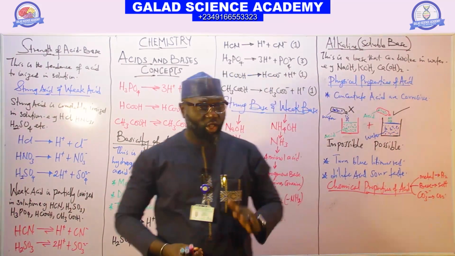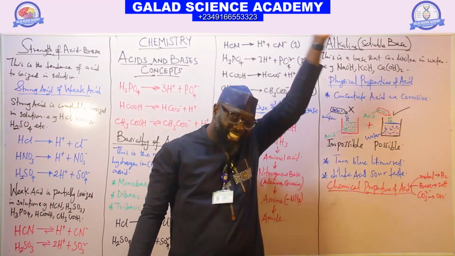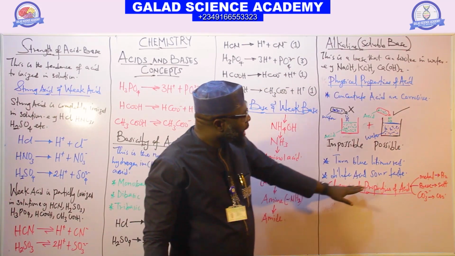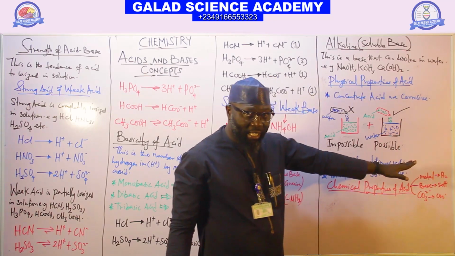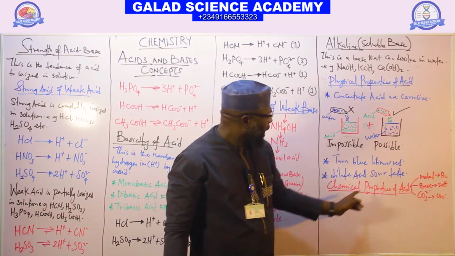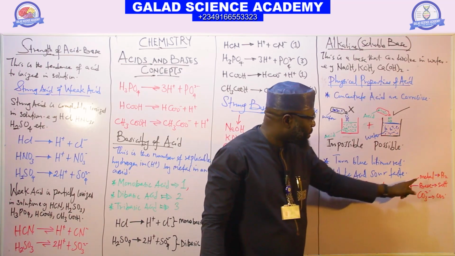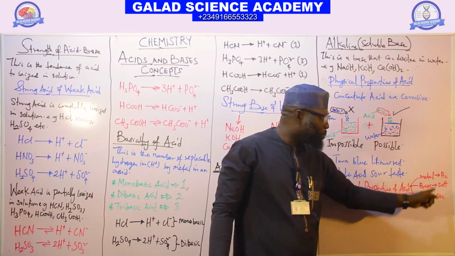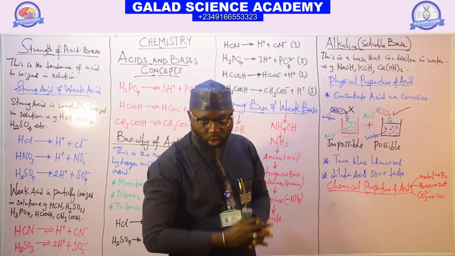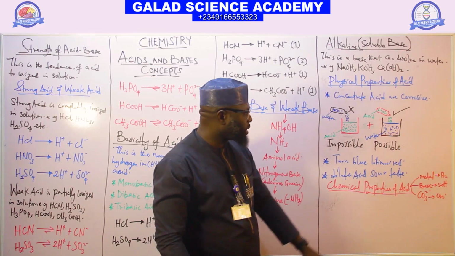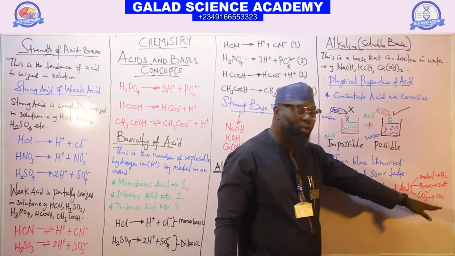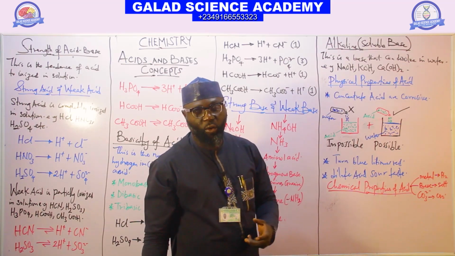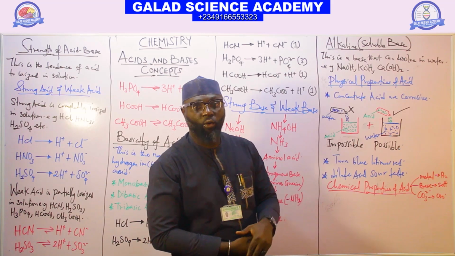In the chemical reaction of acid, whenever acid reacts with metals, some metals like zinc, lead, the acid will liberate hydrogen gas. So when acid reacts with base, the product is salt. When acid reacts with carbonate salt, it will give us CO2, which is one of the preparations of carbon dioxide.